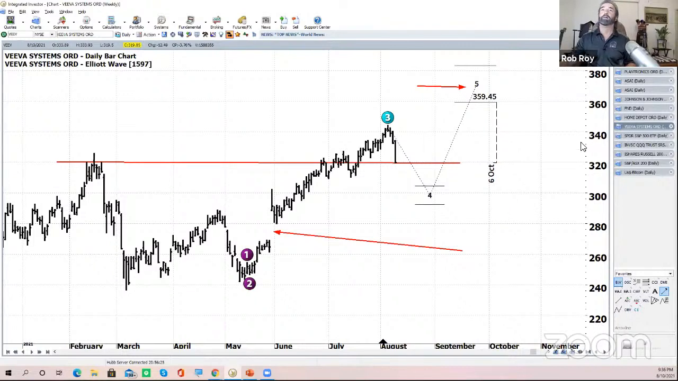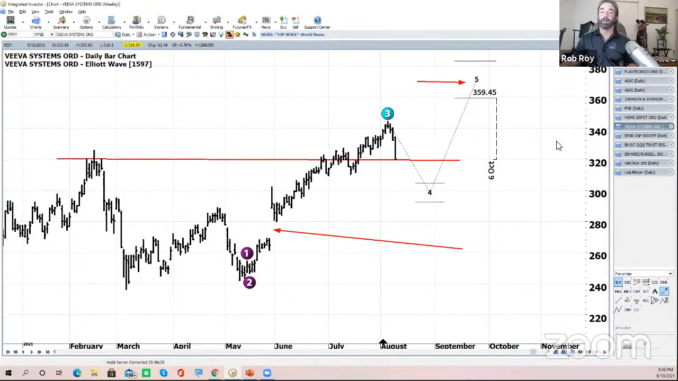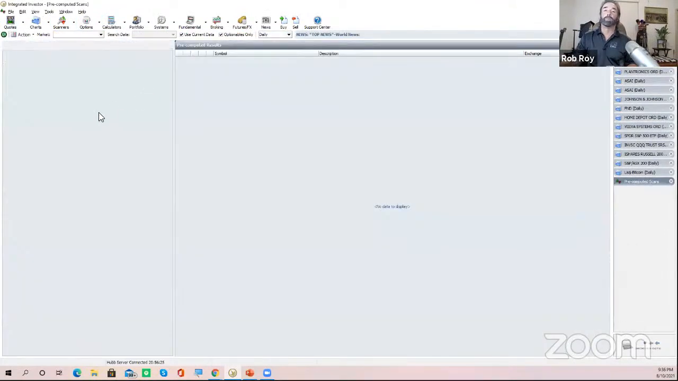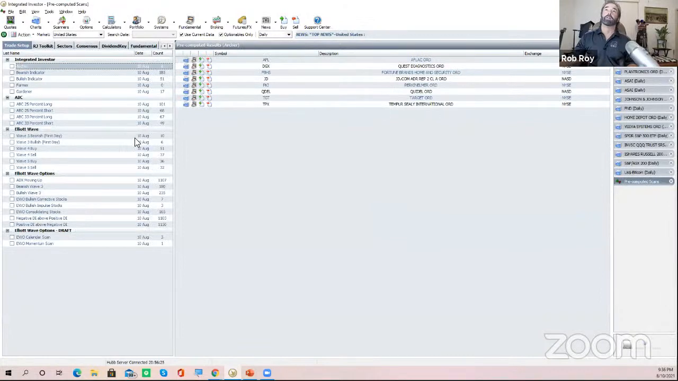So just more information there on the value of the alert service. Let's go ahead and take a look at the scanners. You can click here under scanners, and there are pre-computed searches that are labeled here. That's because a lot of people with Elliott Wave Options that were alert subscribers, because I use this program, started using this.